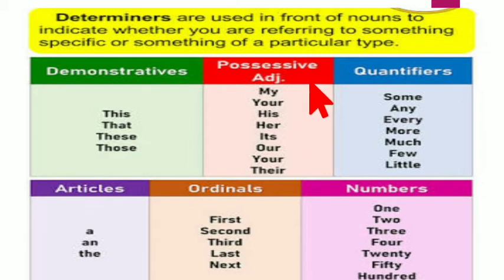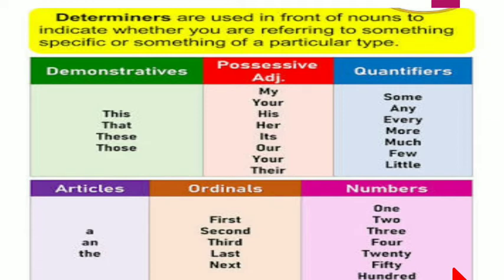We can also use possessive adjectives, that is my, your, his, her, its, our, your, their. Then come quantifiers: some, any, every, more, much, few, little. Articles: an apple a day keeps the doctor away. So before apple we are using an. Then first, second, third, last, next. Then 1, 2, 3, 4, 20, 40, 100. These are all included in determiners.